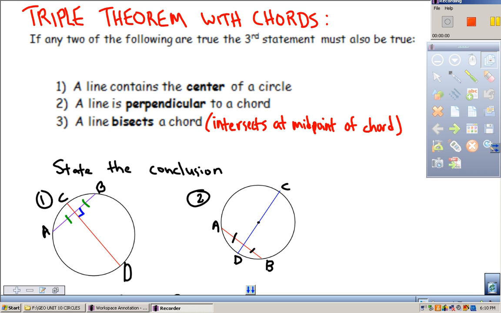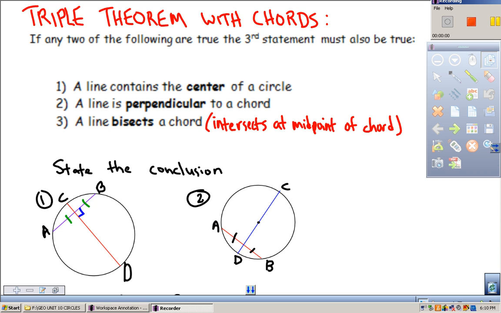And the bolded words you might want to underline, or if you have a highlighter, highlight the bolded words. Now each sentence uses the word line. Doesn't really have to be a line. Could be a segment. Most likely, it will be a segment.